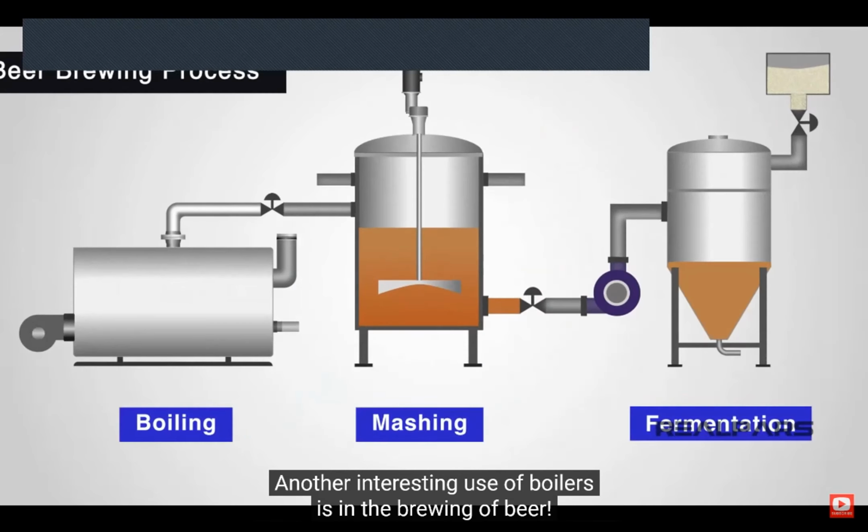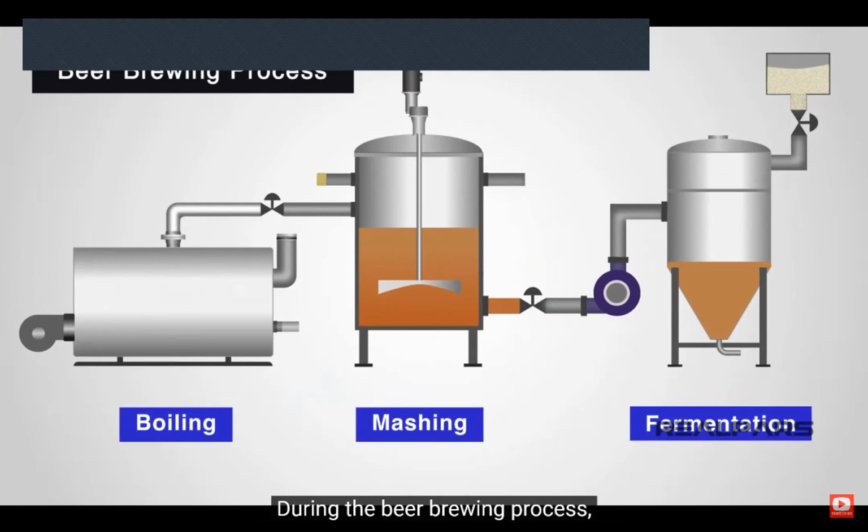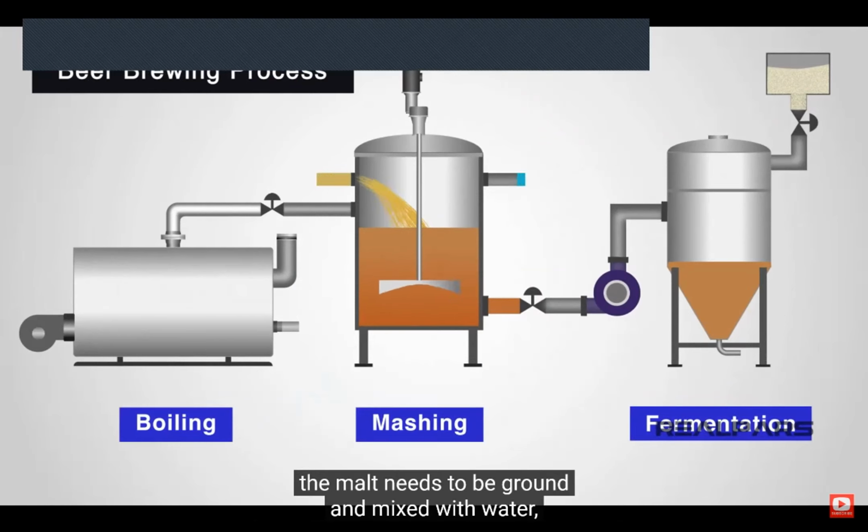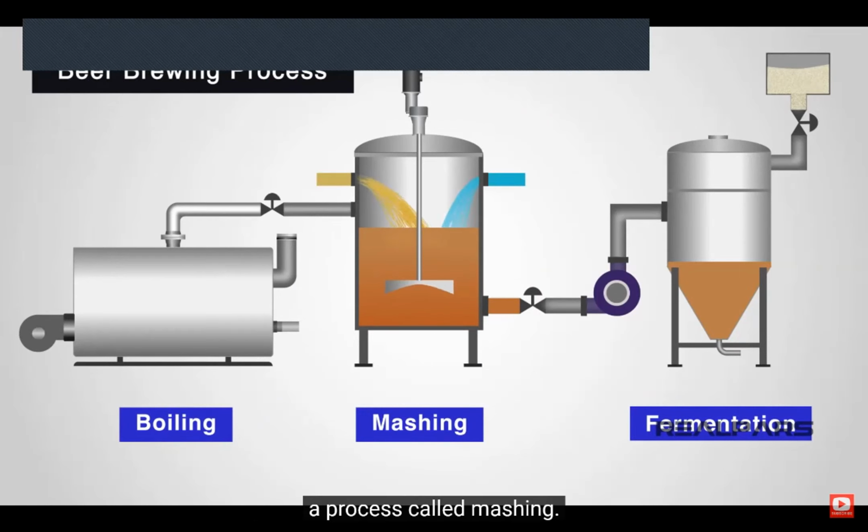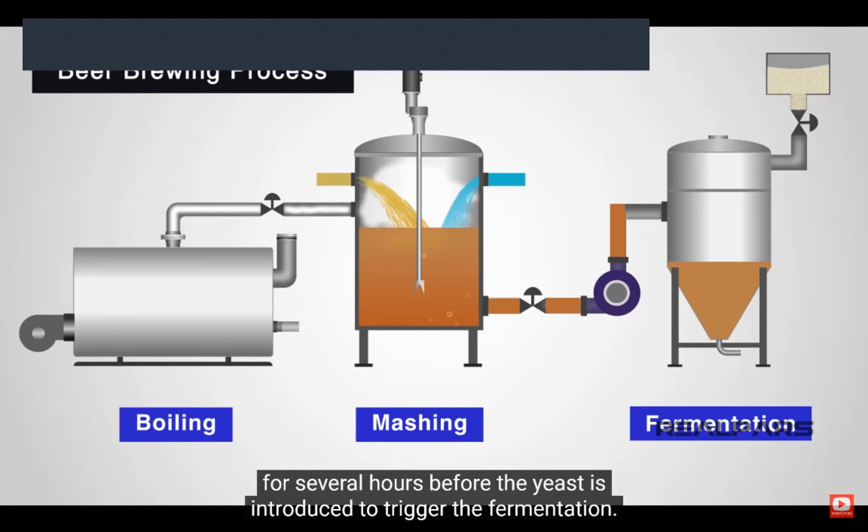Another interesting use of boilers is in the brewing of beer. During the beer brewing process, the malt needs to be ground and mixed with water, a process called mashing. This mash is then heated using steam for several hours before the yeast is introduced to trigger the fermentation.